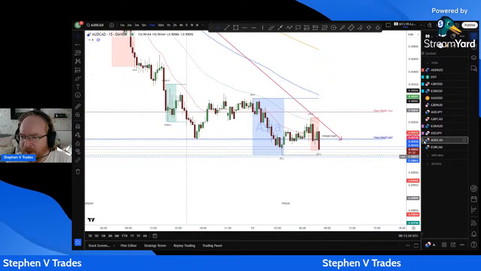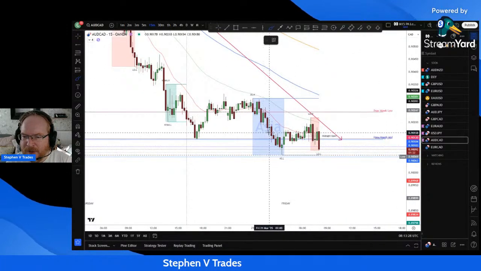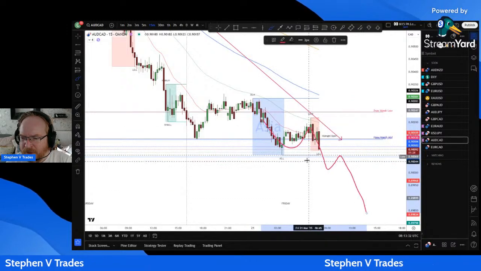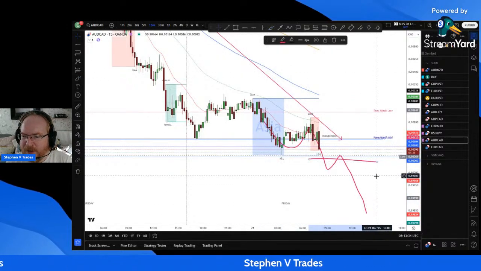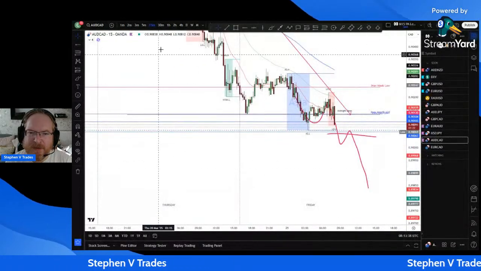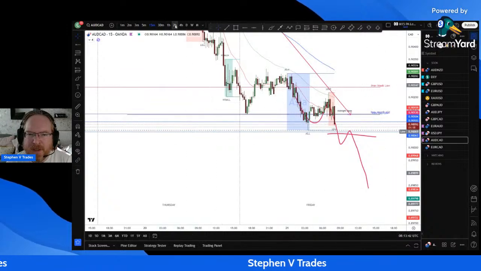It's not a bad setup if it does. Let's come out of the Asian, we're in the London. If it breaks the London, could we have a potential short? Where would we target? We'd have to look to the left on a higher time frame for zones and levels. You can do that now actually if you like.